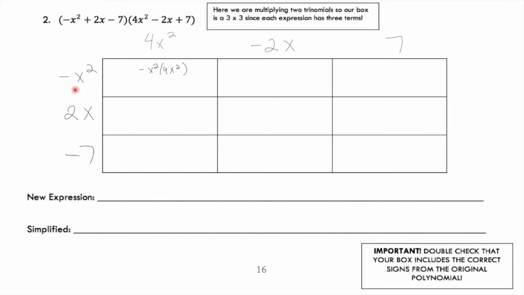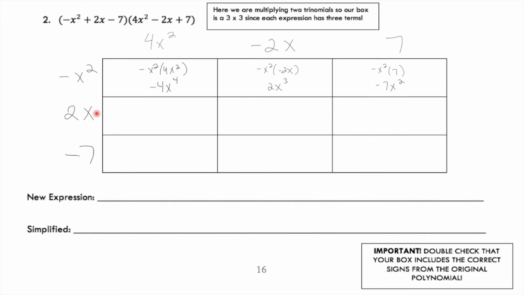So negative x squared times 4x squared gets me negative 4x to the fourth. Negative x squared times negative 2x gets me positive 2x to the third. Negative x squared times 7 is going to get me negative 7x squared. All right, so now I've distributed negative x squared to each of the terms in my trinomial.